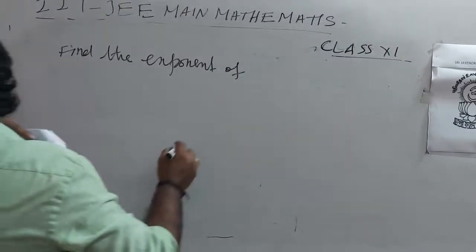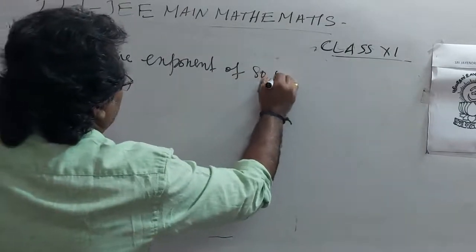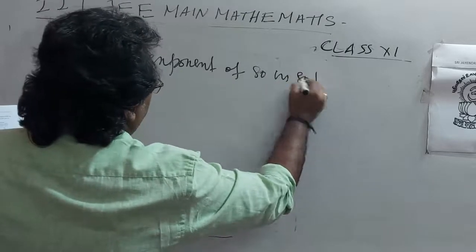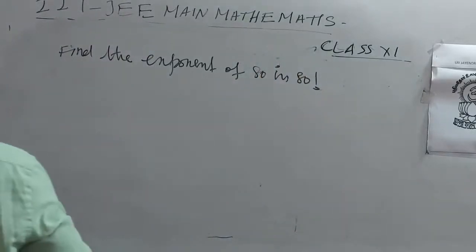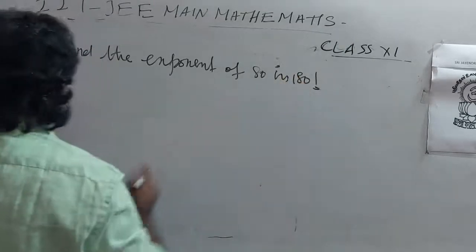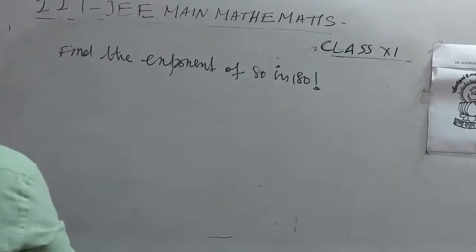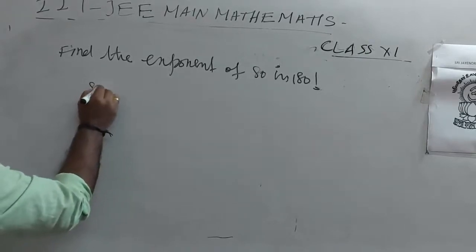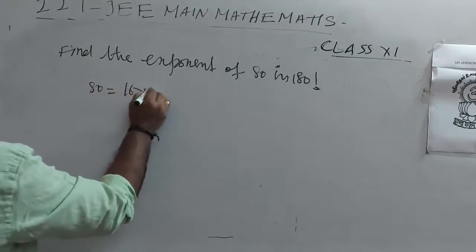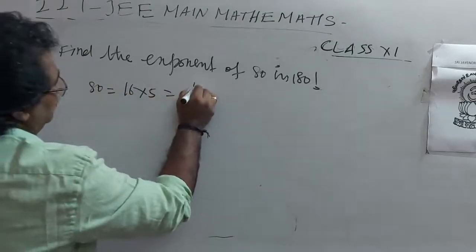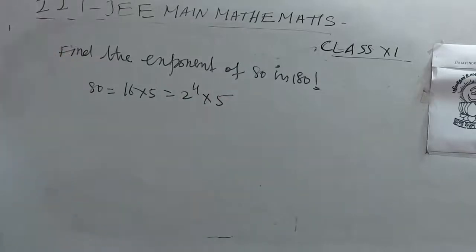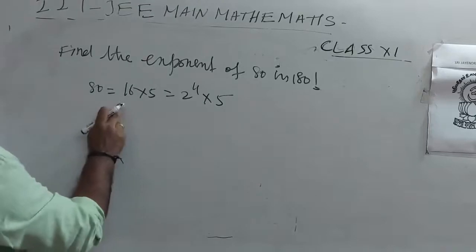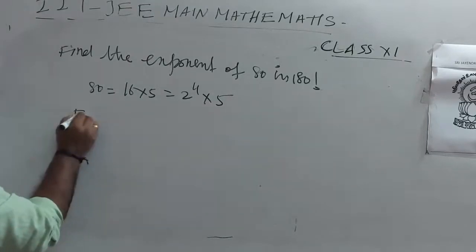Find the exponent of 80 in 180 factorial. 80 equals 16 into 5, that is 2 power 4 into 5. We can find the exponent of 2 and the exponent of 5.